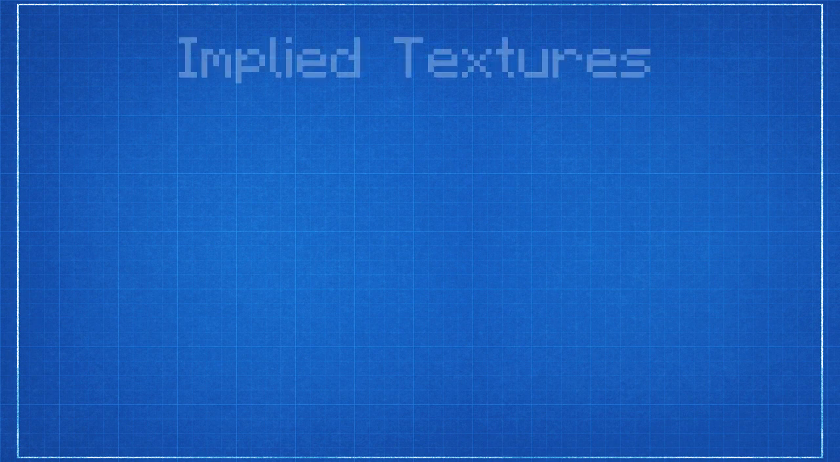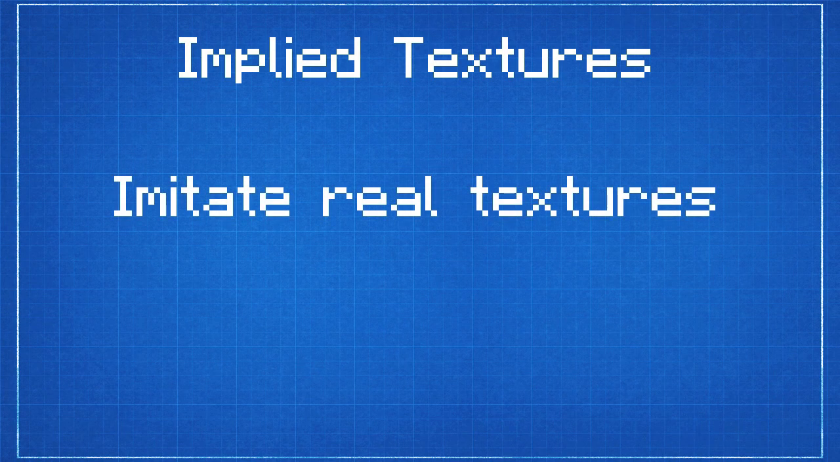But let's look at what actually creates textures in the first place. All of the textures in Minecraft are what we call implied textures. Implied textures give their sense of surface quality by imitating what we know as textures in real life, and ones that we have experienced in the real world. Let's take a look at some real-world textures and compare them to their Minecraft equivalent.